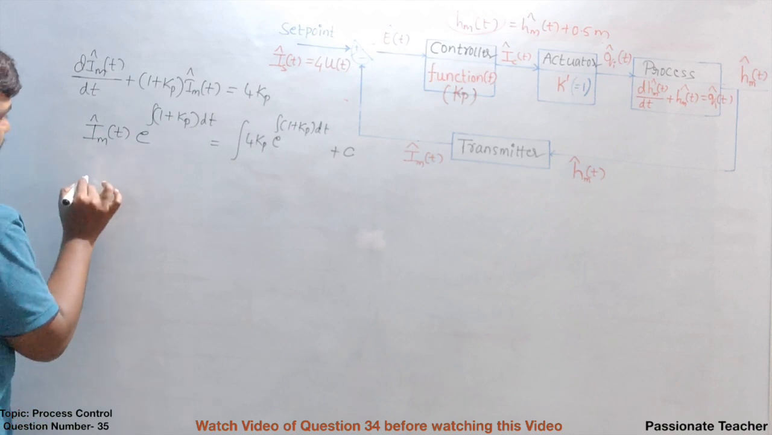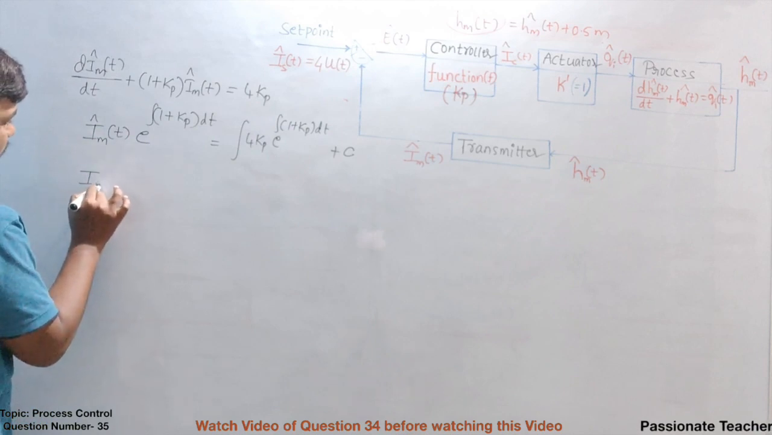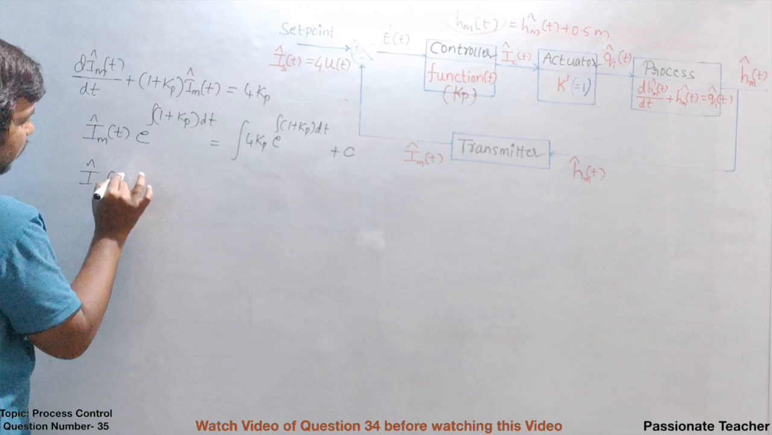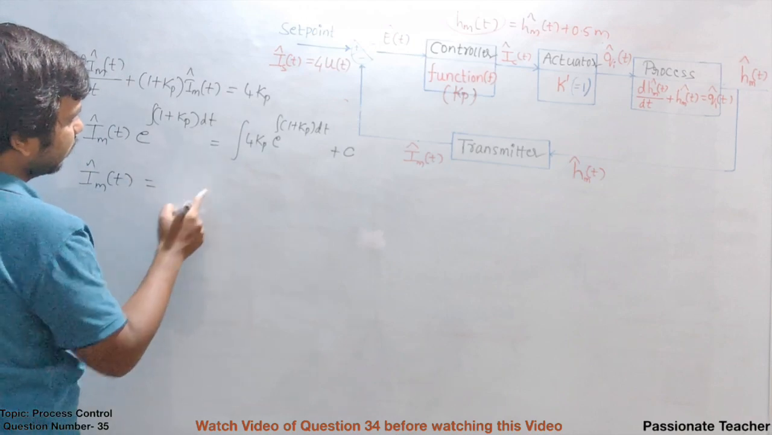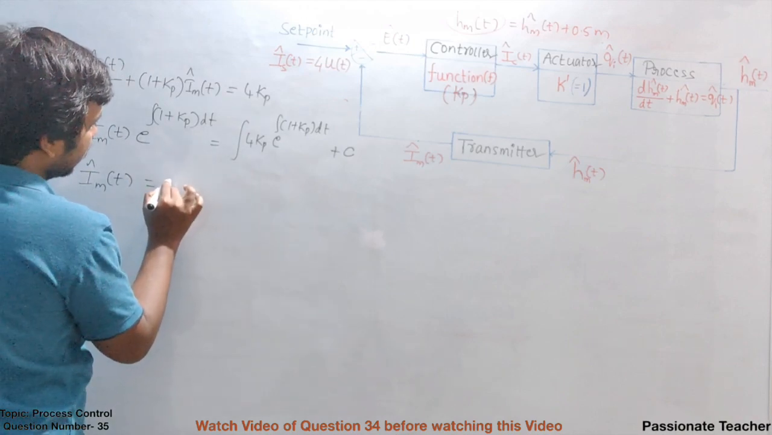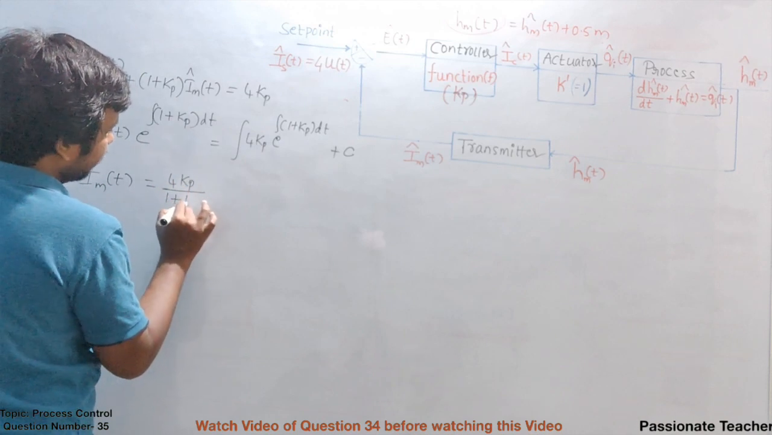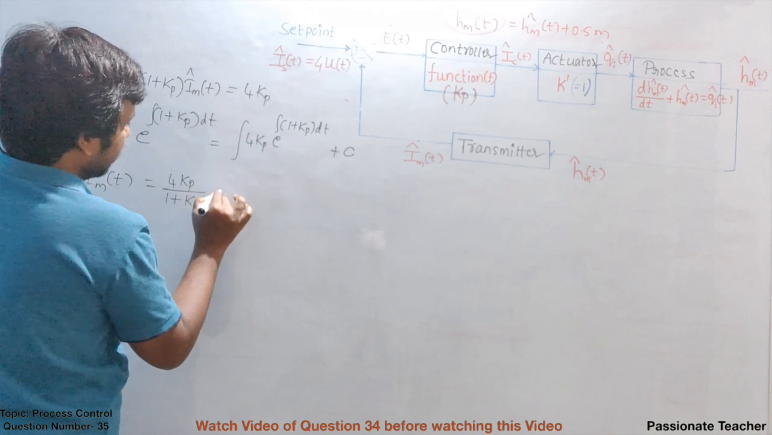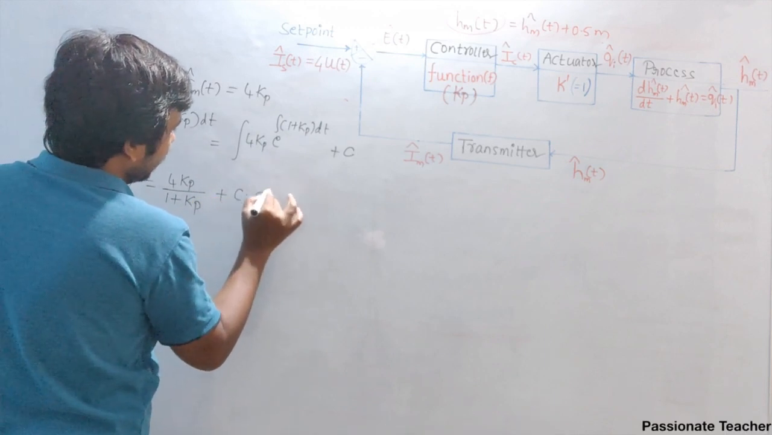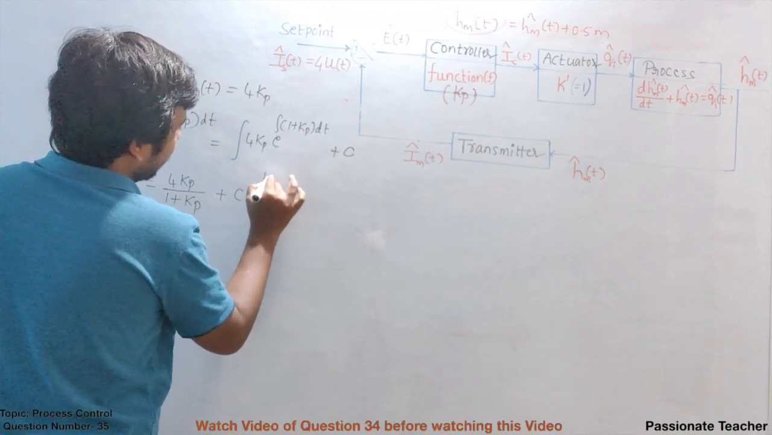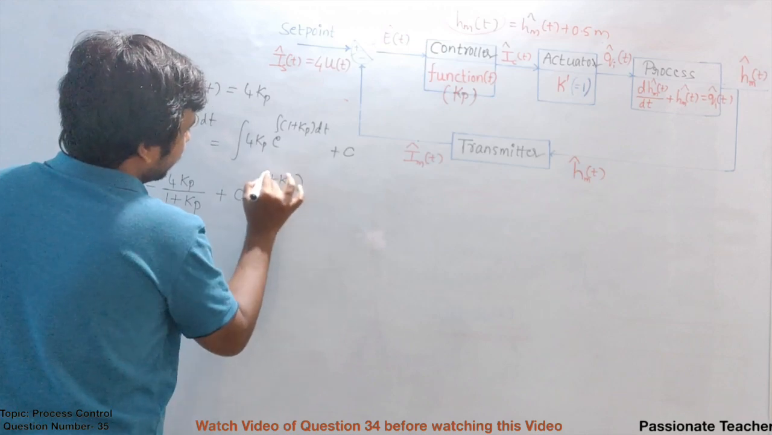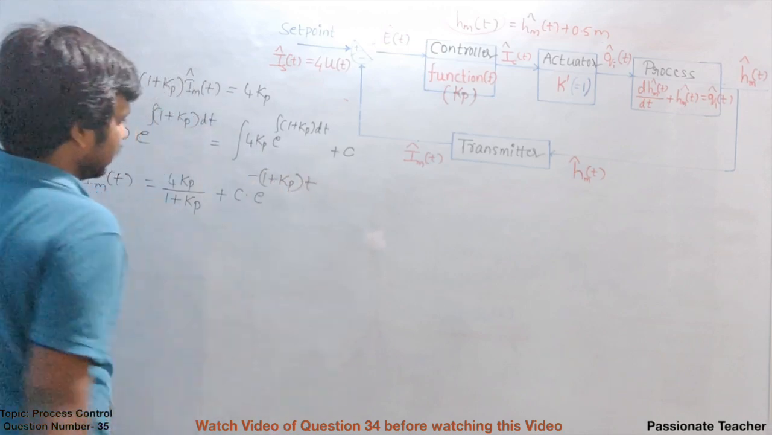This is a very casual way of finding the solution of a differential equation, right? So from here, if you slowly find the value of our equation of Im cap of t, it comes like this. Im cap of t is equal to 4 kp by 1 plus kp plus c into e power minus 1 plus kp into t, of course minus here, right?